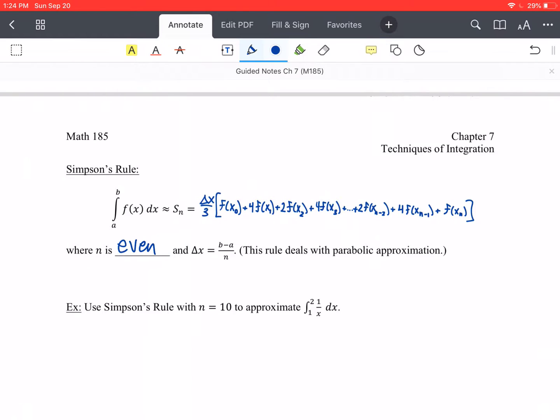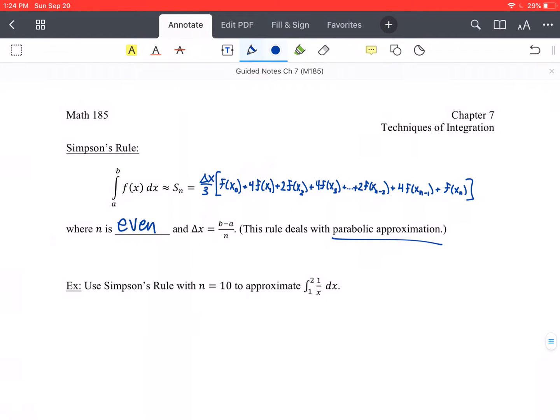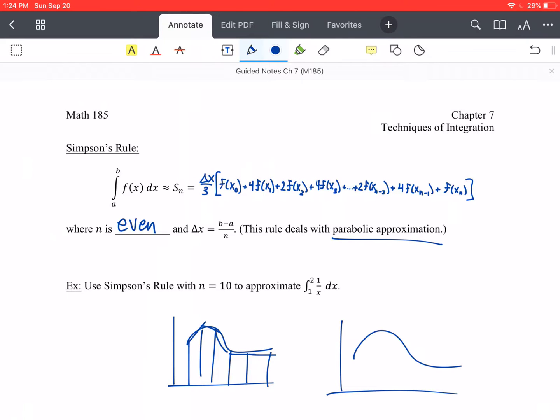This rule deals with what we call parabolic approximation. Whereas before we were looking at the curve, and even with trapezoidal approximation I was getting my heights and then drawing my straight lines here. Well, with parabolic approximation, if that's my curve, I am getting values and then connecting them via some parabolic curve, like this.